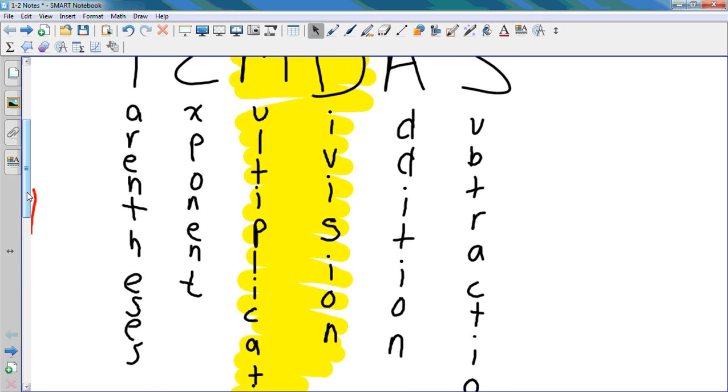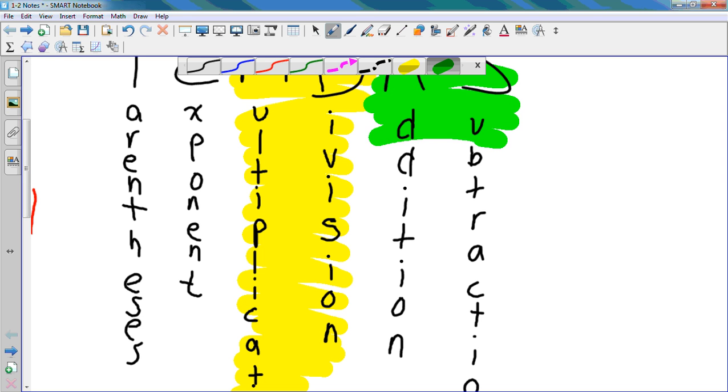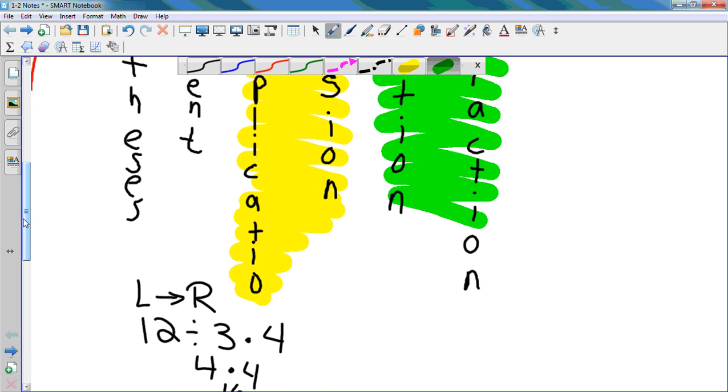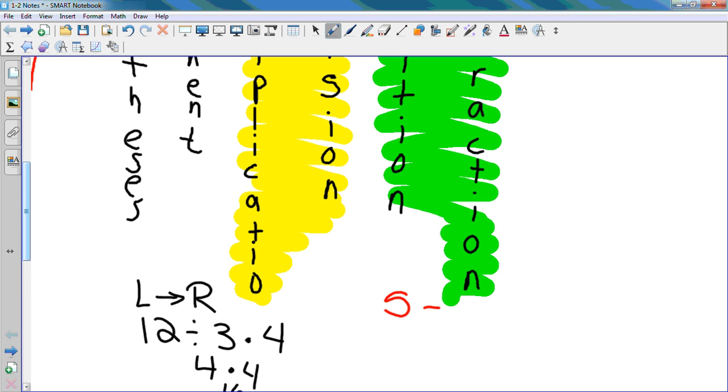I'll grab a different highlighter color, and I'll show you addition and subtraction. You can circle this or whatever, however you want to make sure you remember. When you have only addition and subtraction left, so if I have 5 minus 12 plus 4, I do not necessarily do the addition first. Okay? I work from left to right.